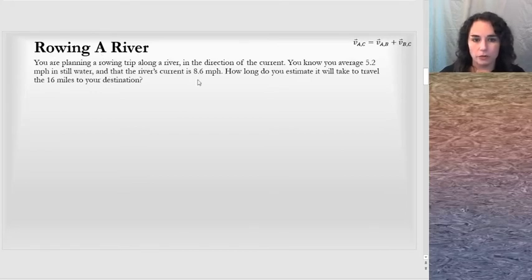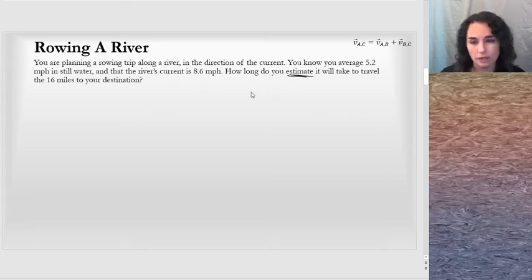You are planning a rowing trip along a river in the direction of a current. You know you average 5.2 miles per hour in still water and that the river's current is 8.6 miles per hour. How long do you estimate it will take to travel the 16 miles to your destination? Okay, well, traveling on a river is never very predictable, but we can do our best, right? So we're just estimating, okay?